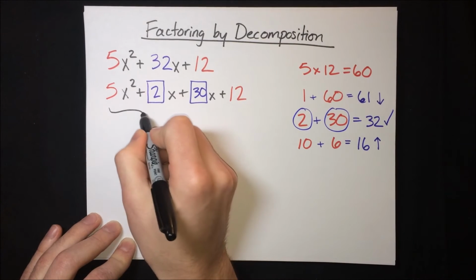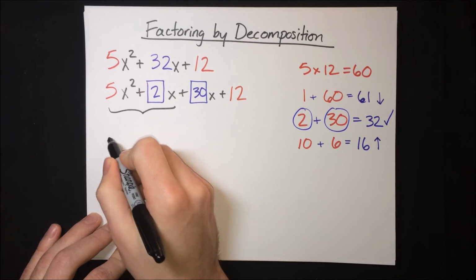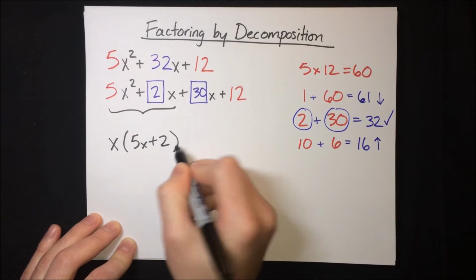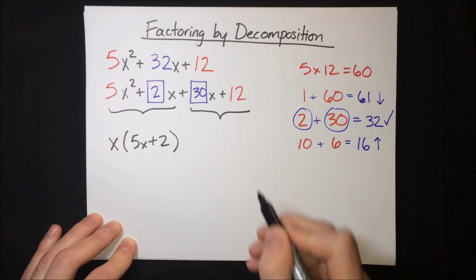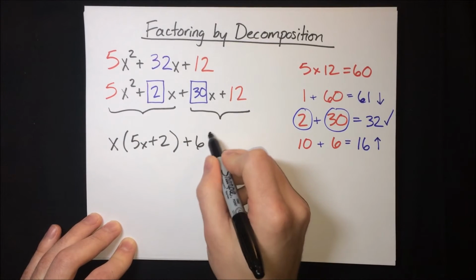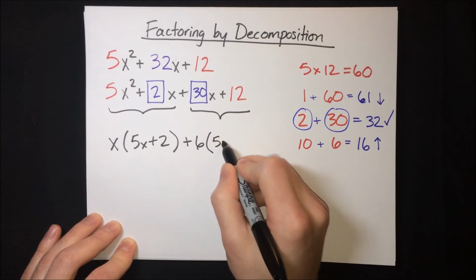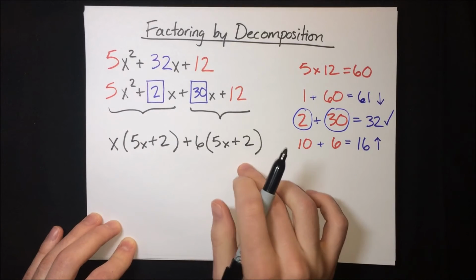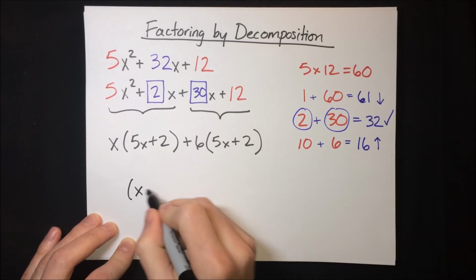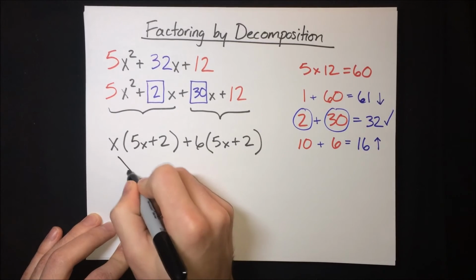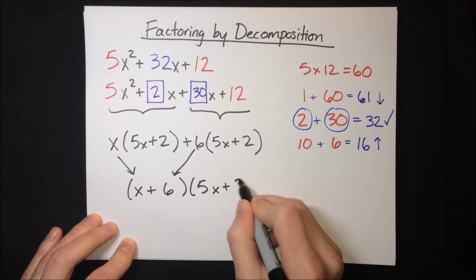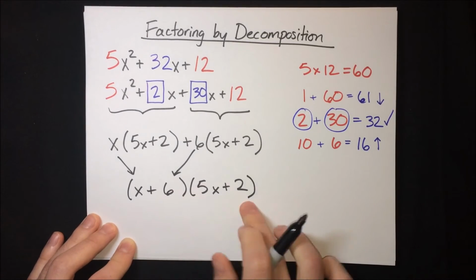Now, these two terms, we can pull out an x to make x times 5x plus 2. And these two terms, we can pull out a 6 to make 6 times 5x plus 2. Now, we can factor it by grouping. X plus 6 times 5x plus 2. And that's the factored form.